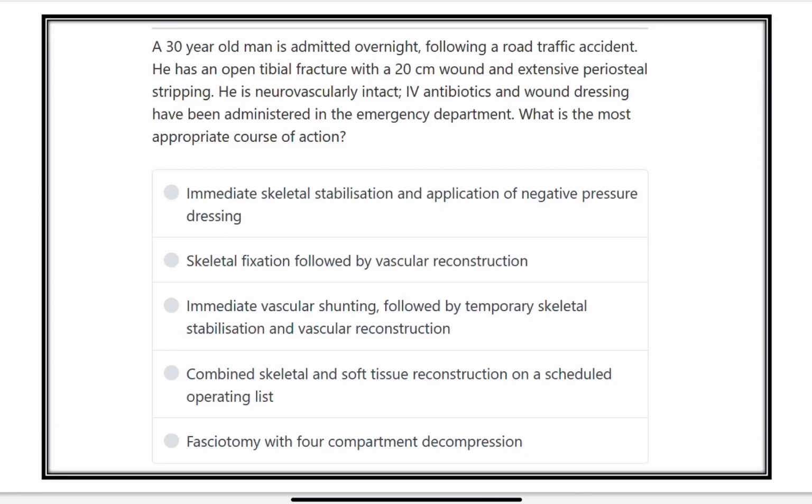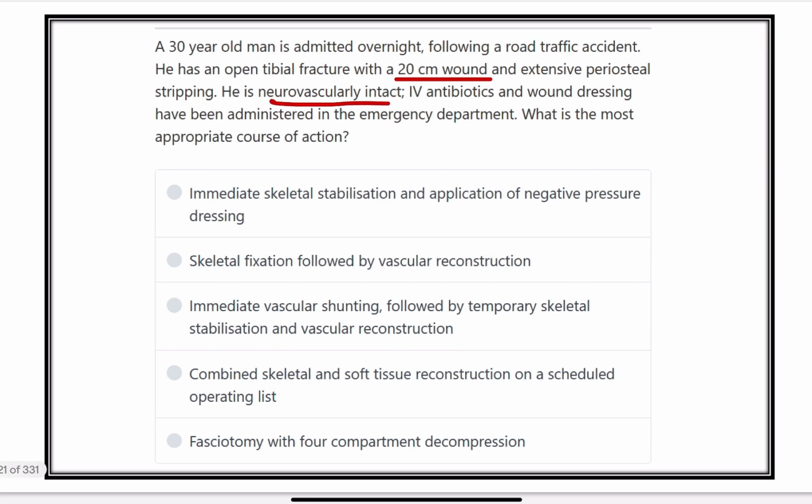A 30-year-old man is admitted overnight following a road traffic accident. He has an open tibial fracture with a 20 centimeter wound with extensive periosteal stripping. He is neurovascularly intact. IV antibiotic and wound dressing has been administered in the emergency department. What is the most appropriate course of action?